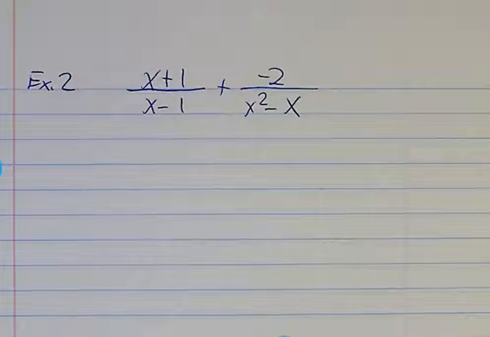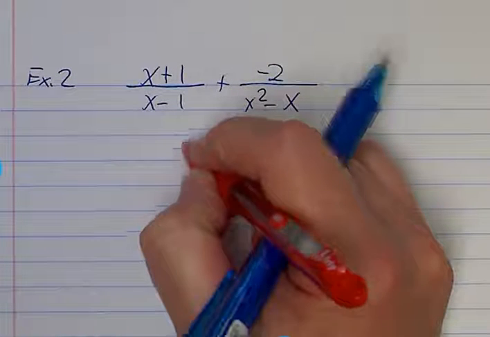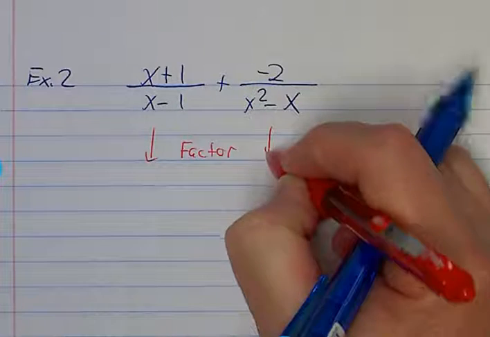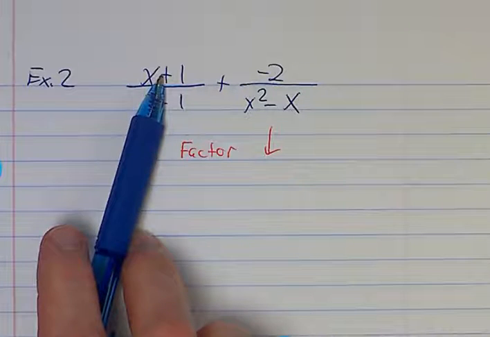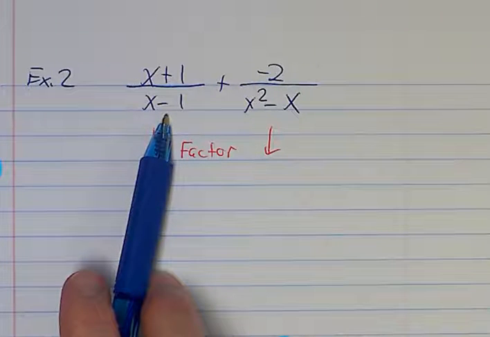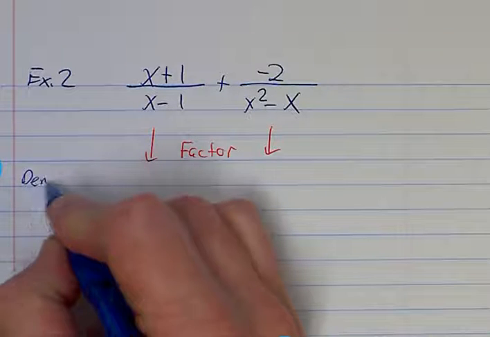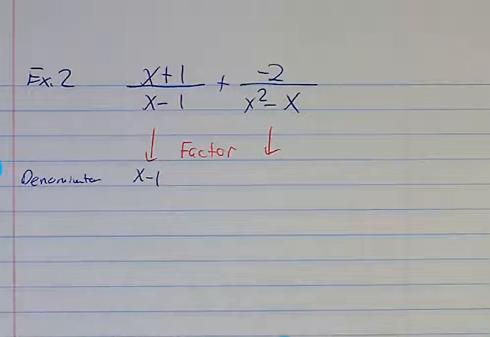Okay, so for this one, we have definitely different denominators. So we're going to have to find a least common denominator for this part. And we're going to factor. Now, the good news on this one is, if it's x plus 1, there's nothing you can do to factor that. It's x minus 1, there's nothing you can do to factor that one. So for the denominator here, it's just x minus 1, because there's nothing you can do to factor that one.